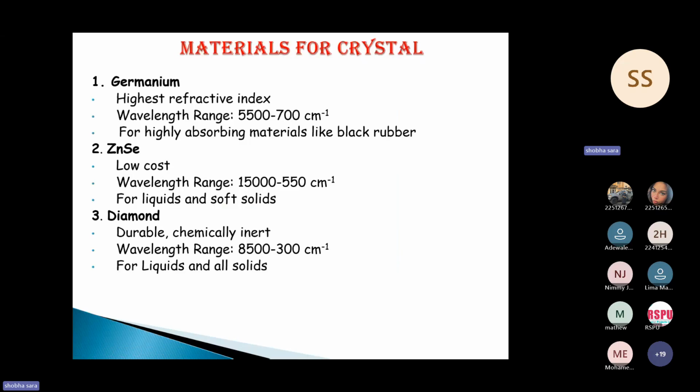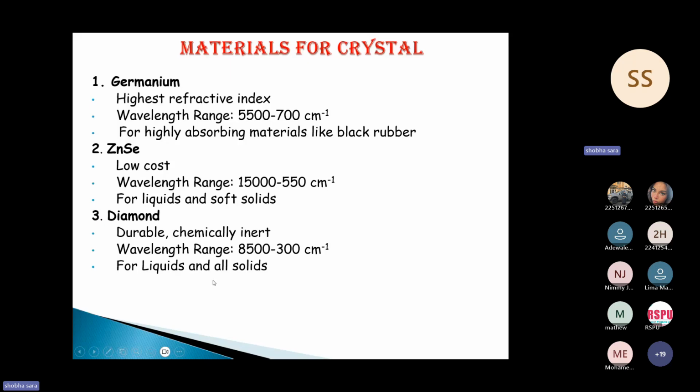Each has its own properties. Germanium, the highest refractive index. Their wave number is this one. Zinc selenide, low cost. The wavelength is very large. Diamond, but mostly we use diamond because it is durable, chemically inert.